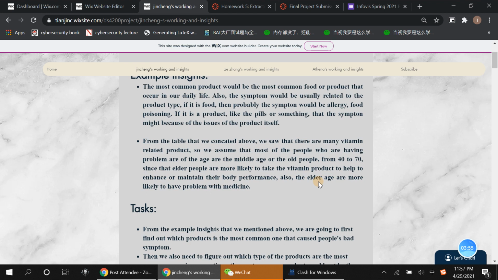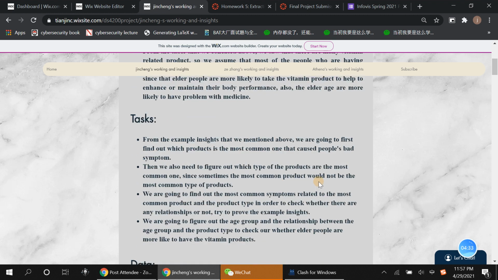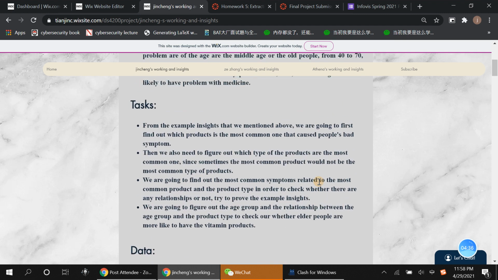The second example insight is that from the table that we saw above, there are many vitamin-related products, and we assume that most of the people having problems are middle aged or elderly, from 40 to 70s, since elderly people are more likely to take vitamin products to maintain their body performance. Also, elderly people are more likely to have problems with medicine. So we have these tasks from the example insights that we mentioned above.